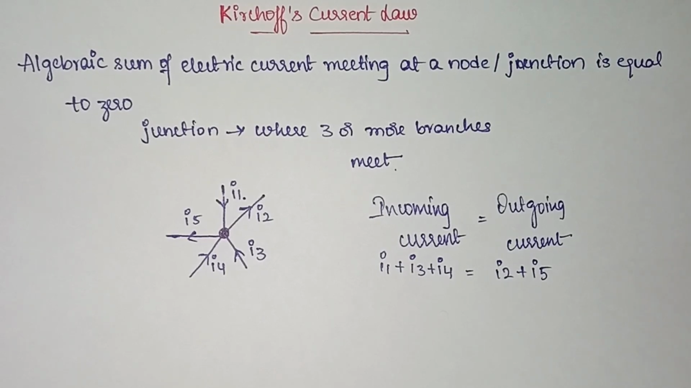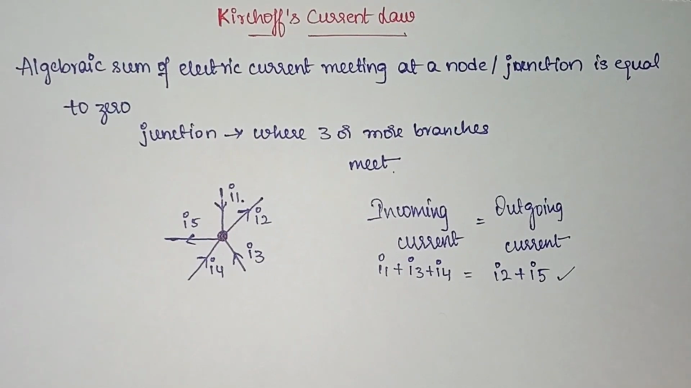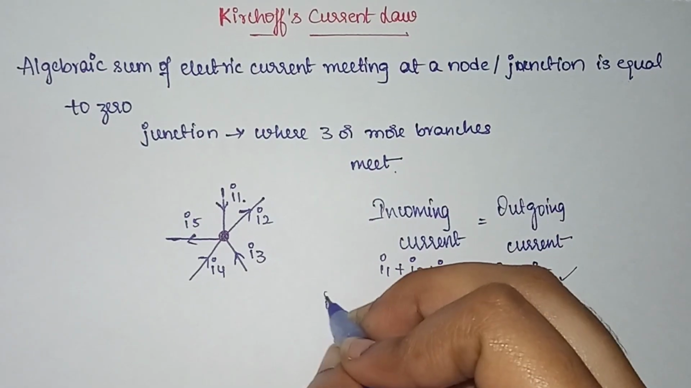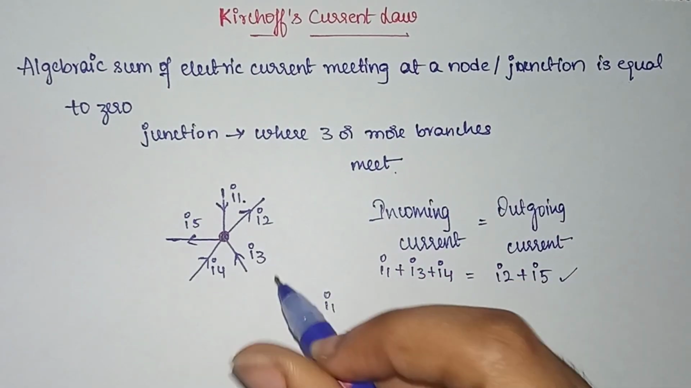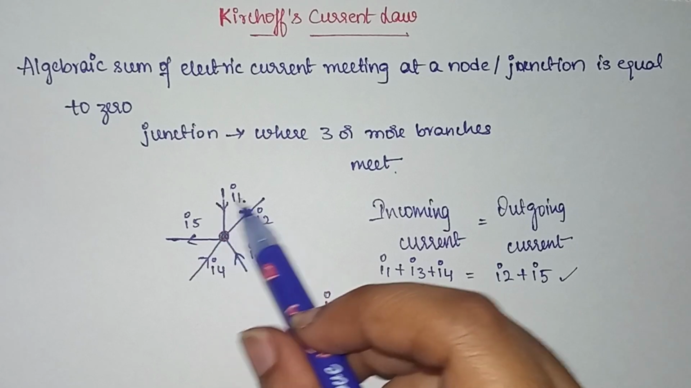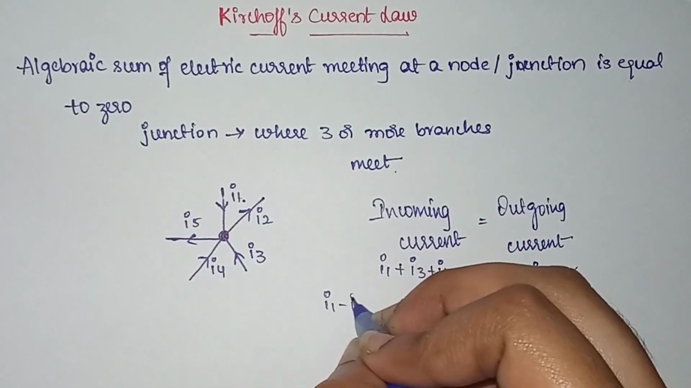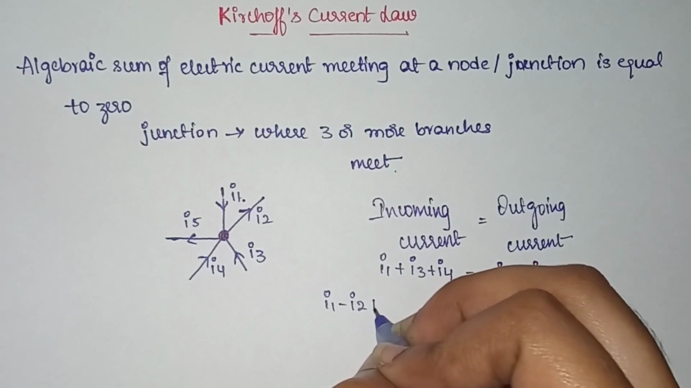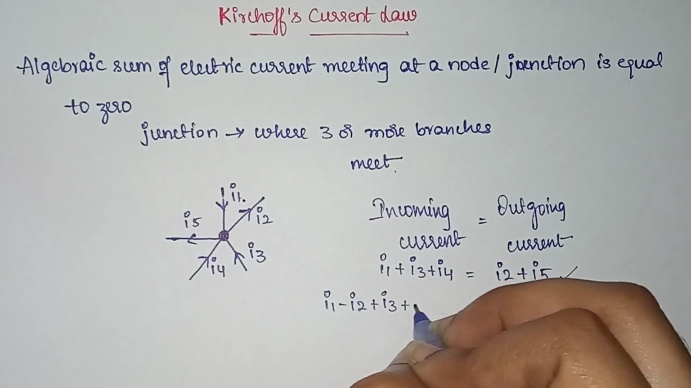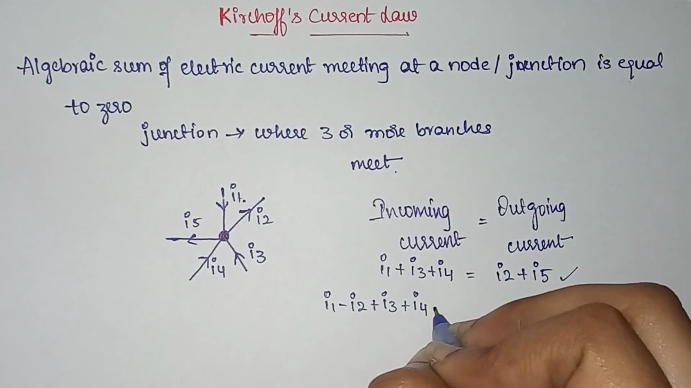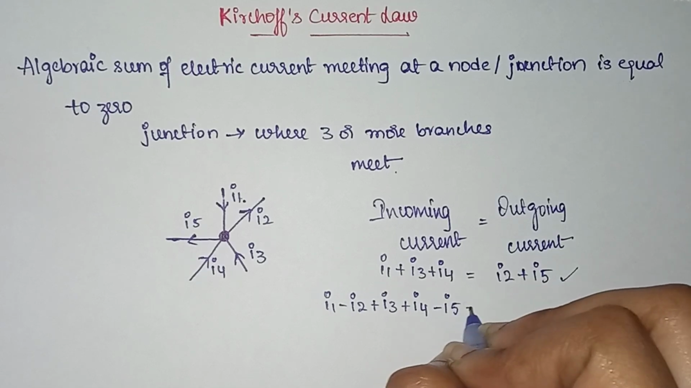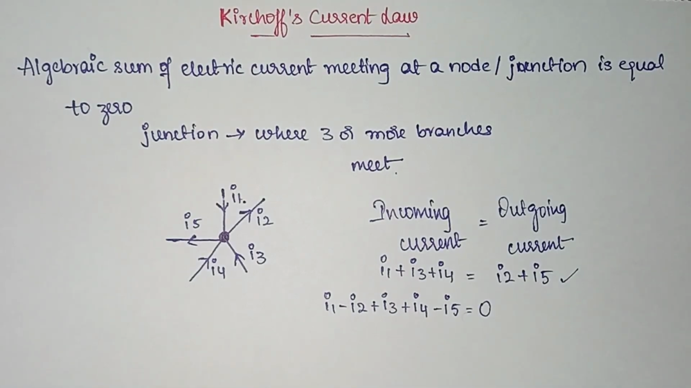Now you can write it in this way, or you can also write it in this way. The incoming currents will be represented by a positive sign, and the outgoing currents will be represented by a negative sign. So I1 minus I2 plus I3 plus I4 minus I5 is equal to 0. You can represent it in this way also. Now let's deal with an example.